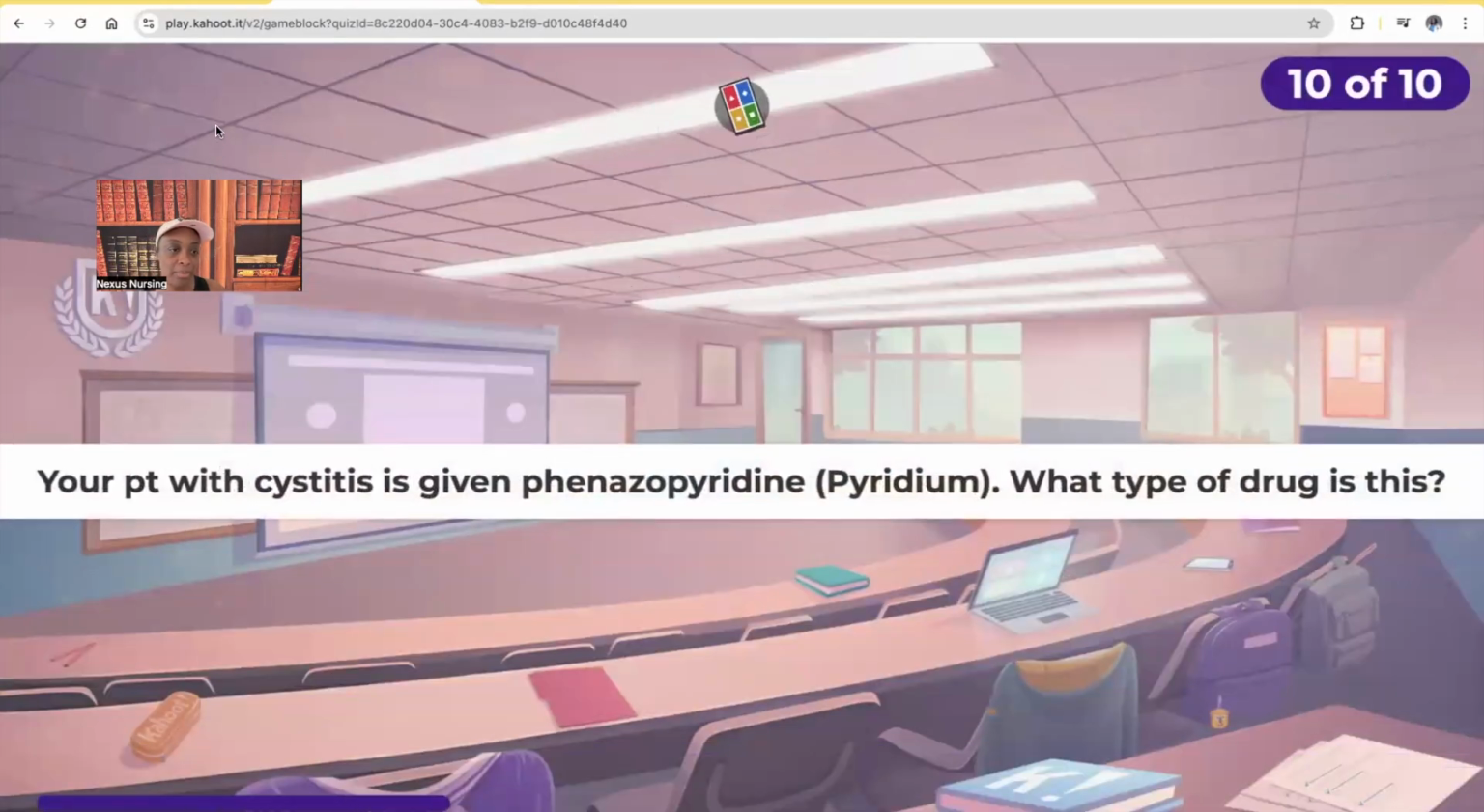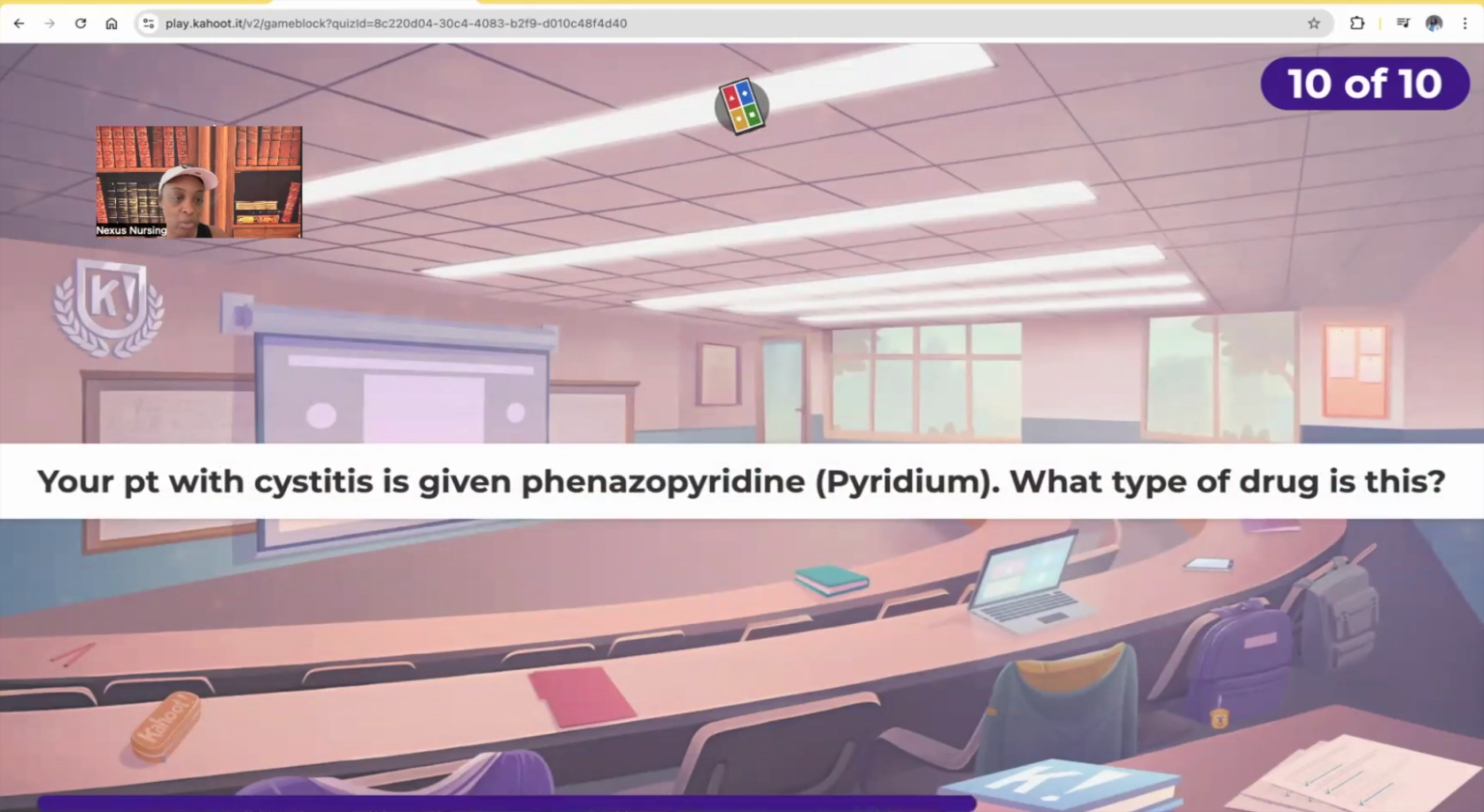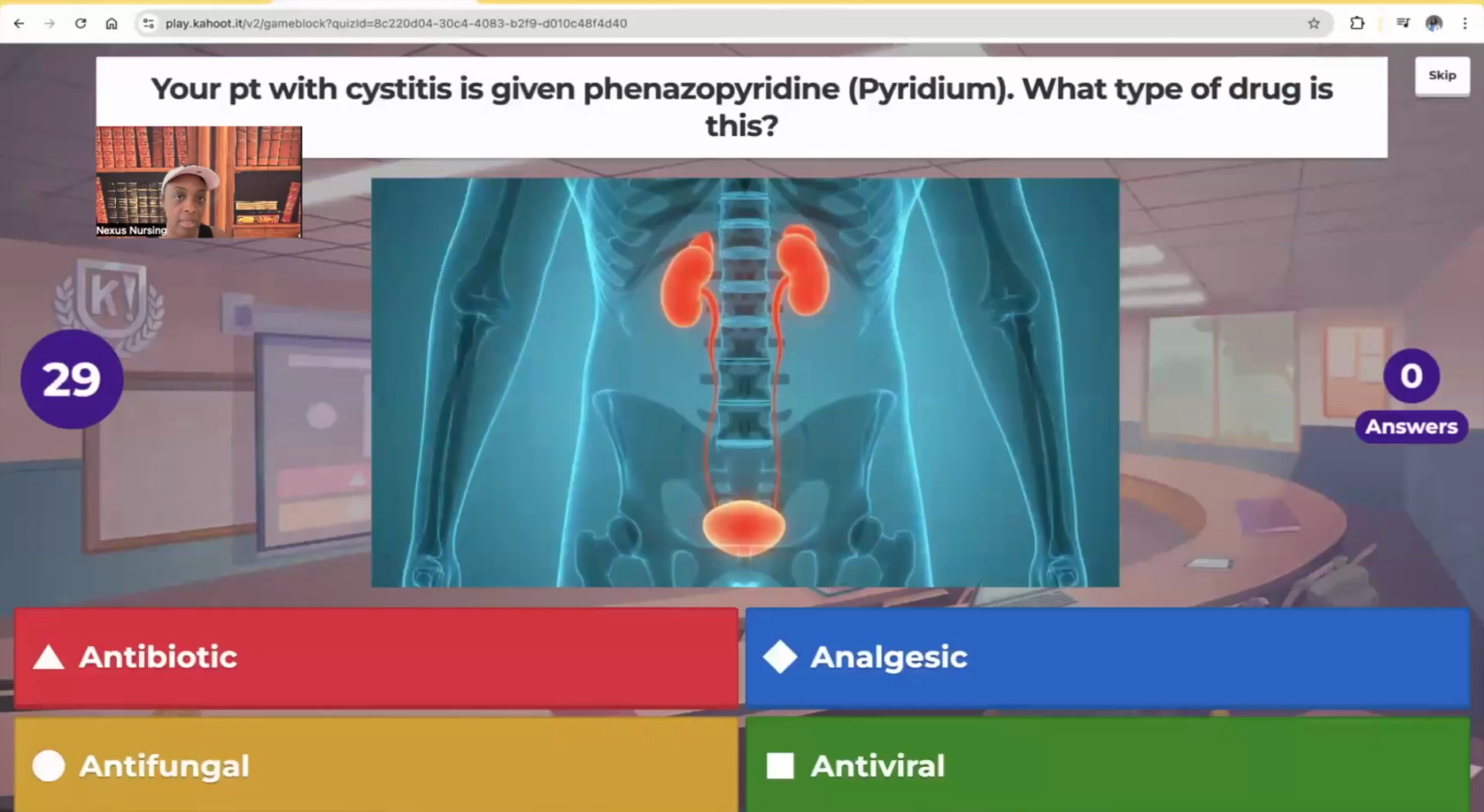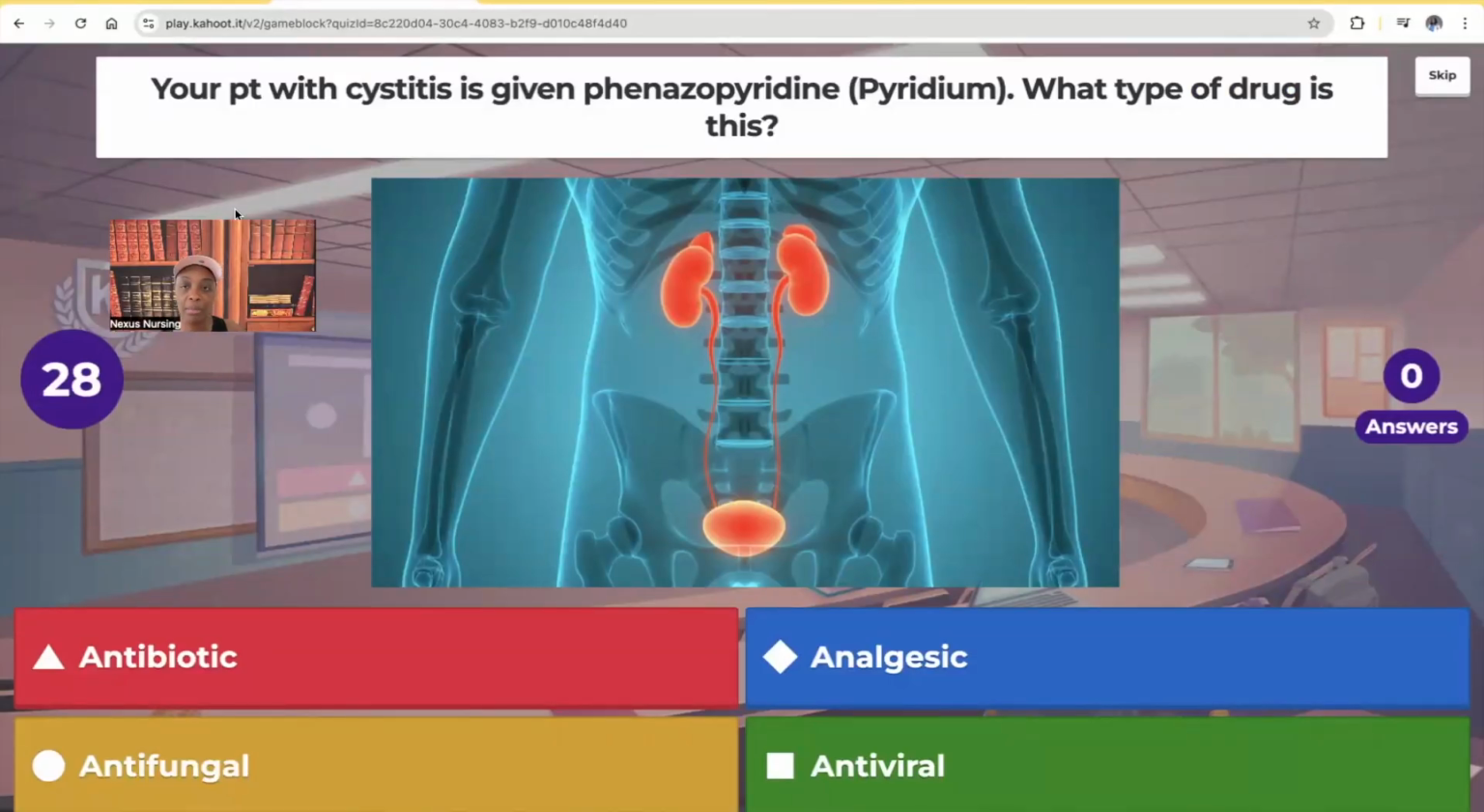Okay, last question. Your patient with cystitis is given Pyridium. What type of drug is this? Is it an antibiotic? Is it an analgesic? Is it an antifungal agent? Or is it an antiviral agent?